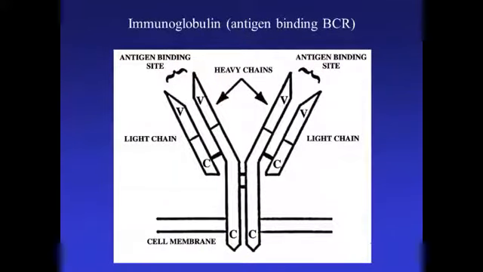So the antigen binding part of the B-cell receptor is shown in a little more detail here. So this is the immunoglobulin molecule. It's composed of 2 heavy chains. There are these bigger things.